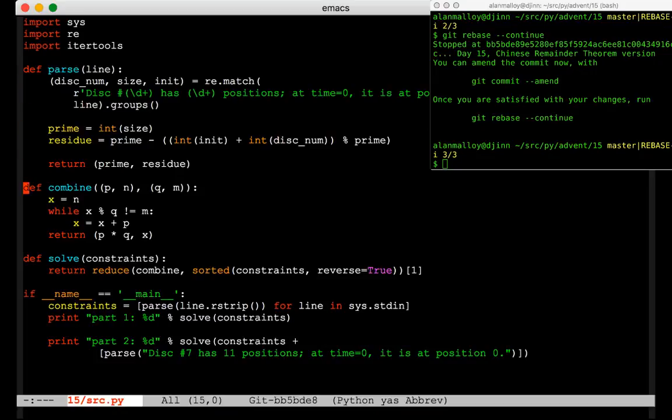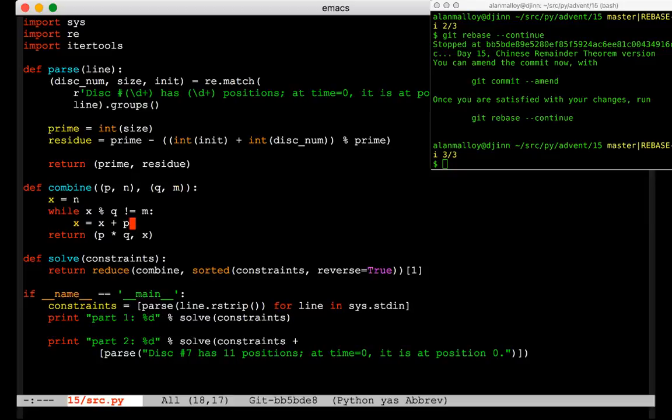What does the solution look like? Well, what it looks like is this combine function, basically. It takes two primes and two moduli, one for each prime. And it starts with a number x equal to n. So we have to be synchronized with the right prime. And then we take x mod q and we see if it's what q wants. Is it m? If it is, then great, we found an answer. If not, we just add p.